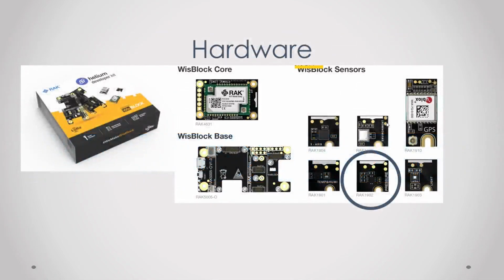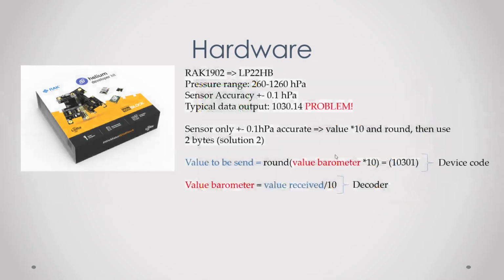Let's get started with the hardware. You will obviously need the Helium developer kit, a WisBlock core and a WisBlock base, and then we will use the RAK 1902, which is a pressure sensor. If you don't have the RAK Helium developer kit, you can use another sensor. Just the code for the sensor will be a bit different, so keep that in mind. Then the RAK 1902 is actually an LPS22HB, which has a pressure range of 260 to 1260 hectopascal, with a sensor accuracy of plus minus 0.1 hectopascal.